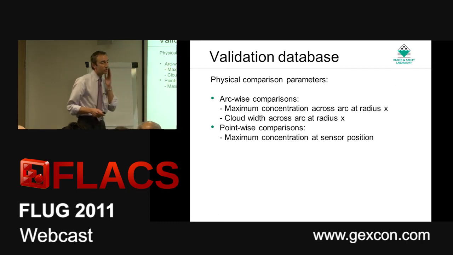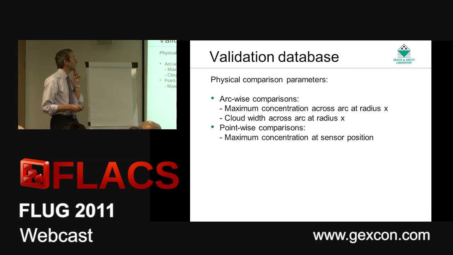Okay, so the physical comparison parameters. We've developed these based on previous research in this area. So we're basically using the maximum concentration at a given distance from the source, and also the cloud width. And the final one is also looking at some point-wise comparisons of concentration. There's less of an established field of data on these point-wise comparison parameters, so that makes it harder for us to say what level of agreement is satisfactory.